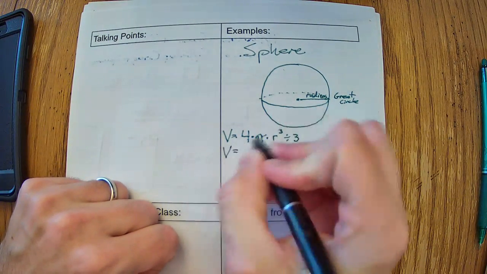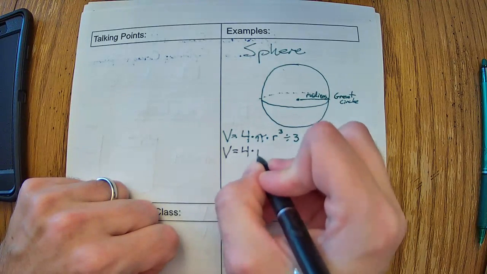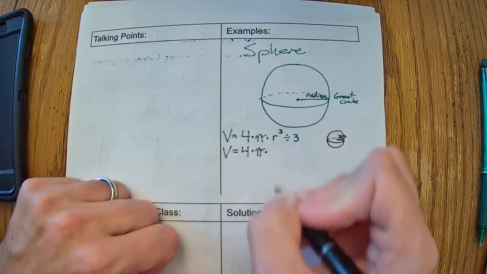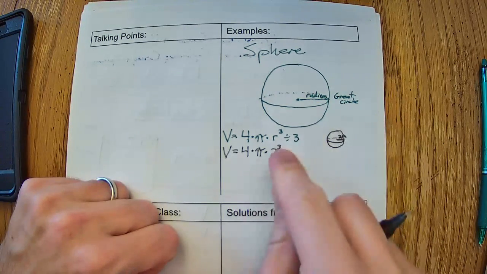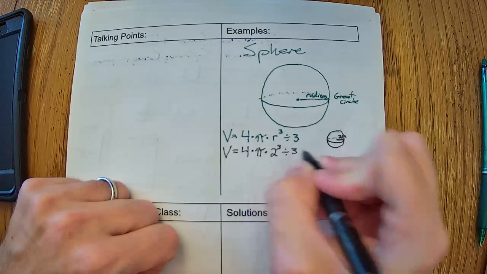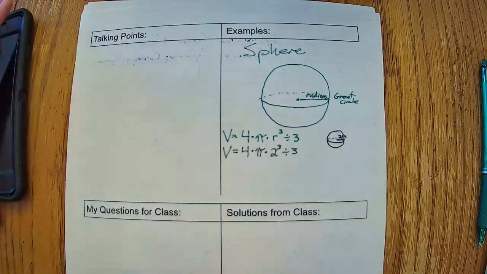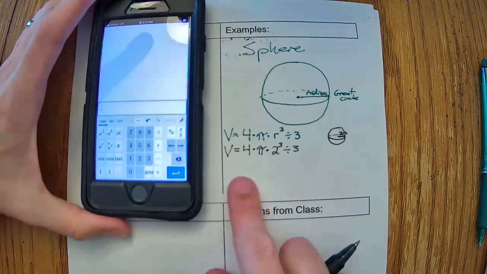So our volume is equal, we keep 4. 4 is just a part of the formula. Times pi, and we'll use the pi button this time just to make it type a little faster, times our radius, in this case 2 inches, so 2 to the 3rd power, and we'll talk about how to type that in, and then divide by 3. And again, this is the calculator-friendly version since most of the time we're going to do this work with the calculator in tow. So here we go.